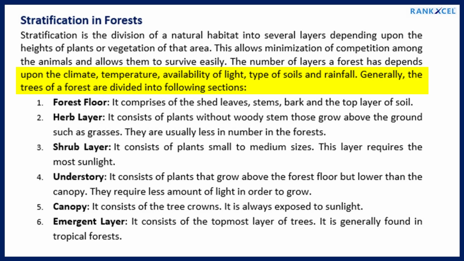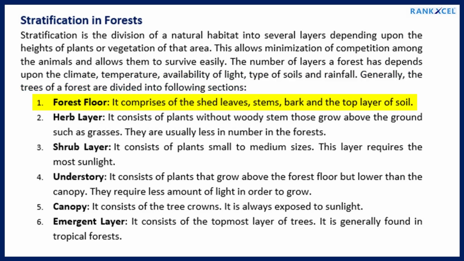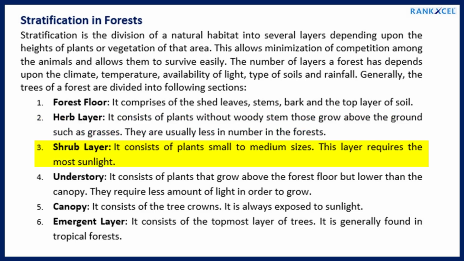Generally, the trees of a forest are divided into the following sections. 1. Forest floor. It comprises the shed leaves, stems, bark and the top layer of soil. 2. Herb layer. It consists of plants without woody stems that grow above the ground, such as grasses. They are usually less in number in the forests. 3. Shrub layer. It consists of plants of small to medium sizes. This layer requires the most sunlight.